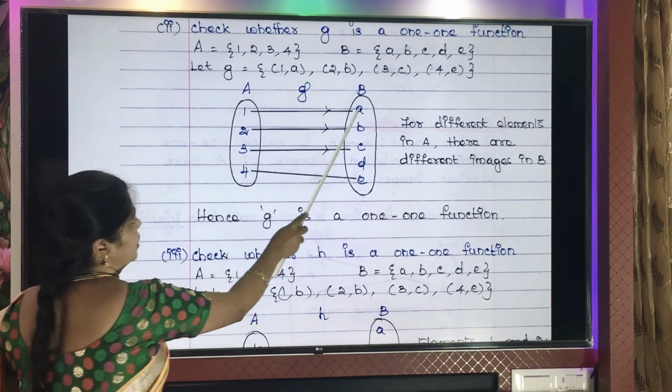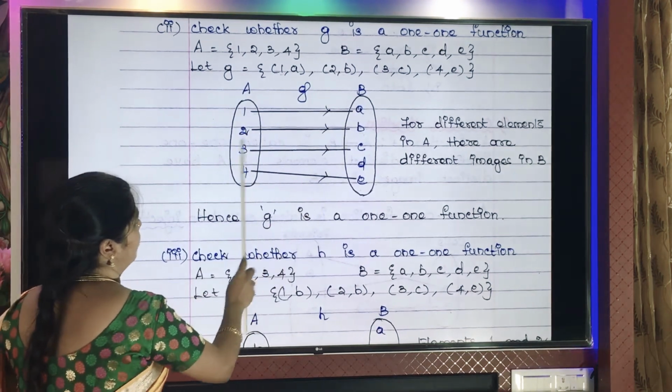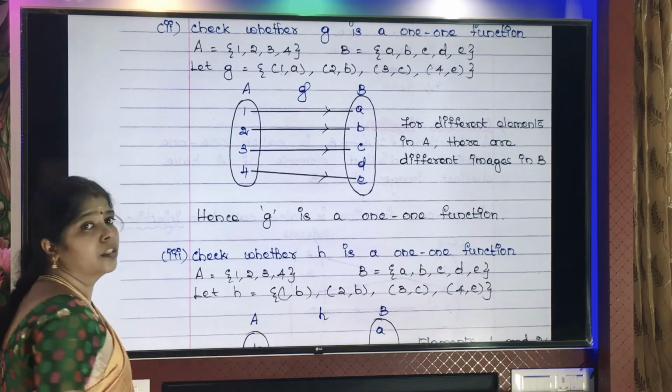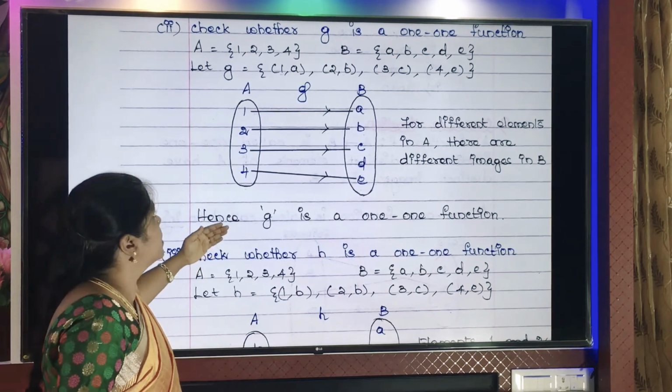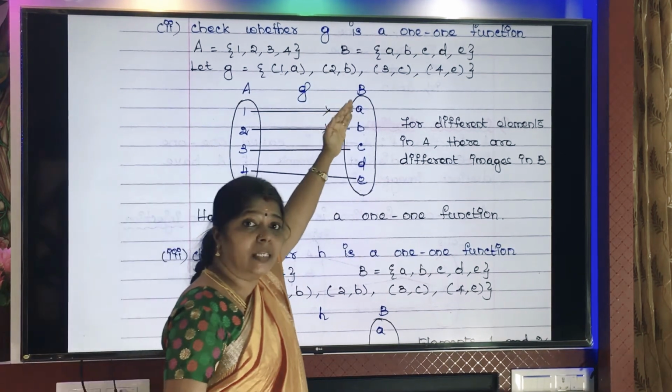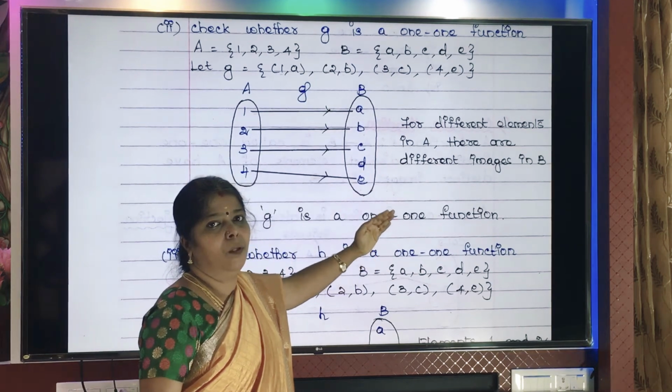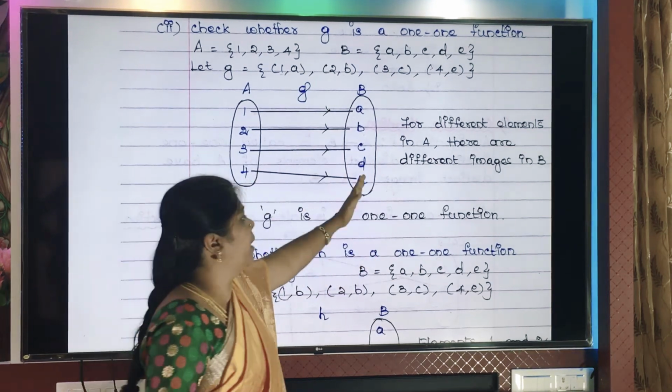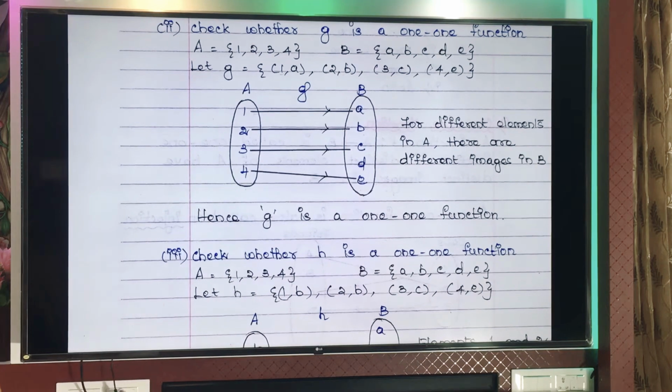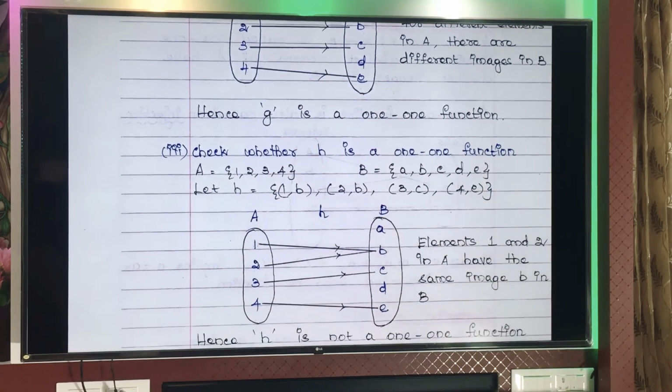1 has the image A, 2 has B, 3 has C, and 4 has E. So for distinct elements in set A, there are distinct images in set B. One to one. Okay, so this is a one-to-one function. Next.